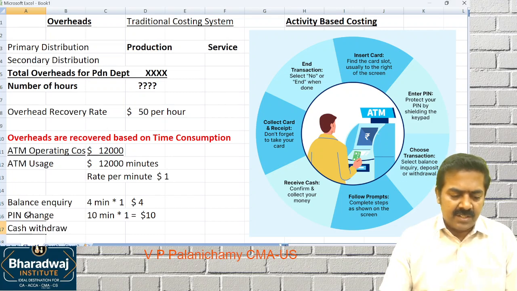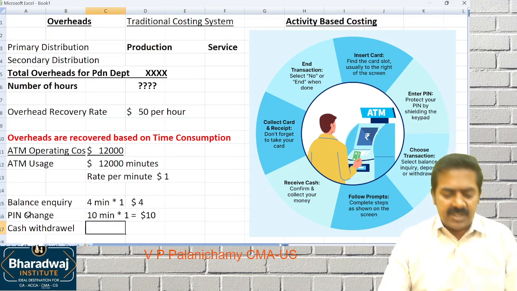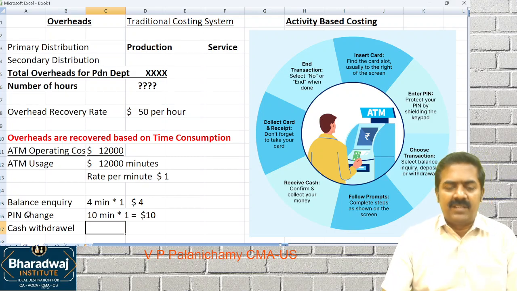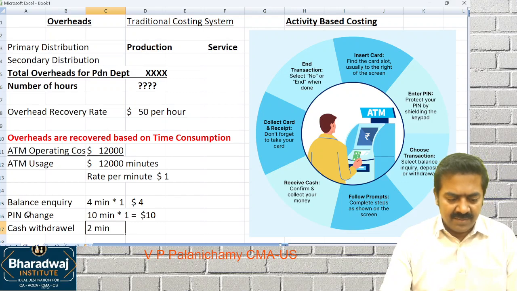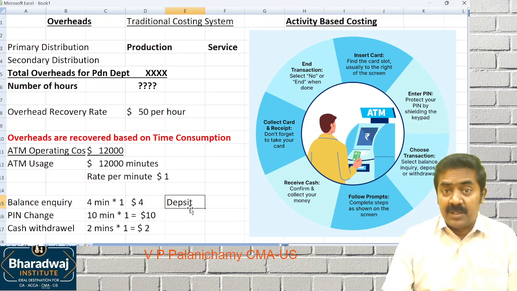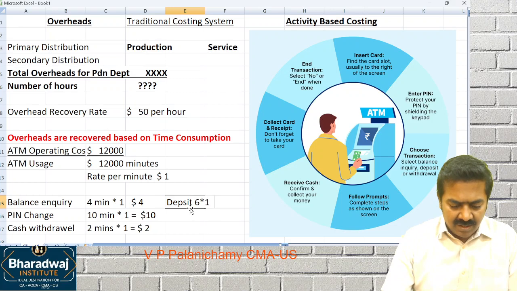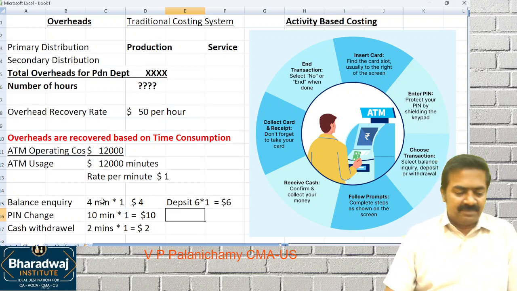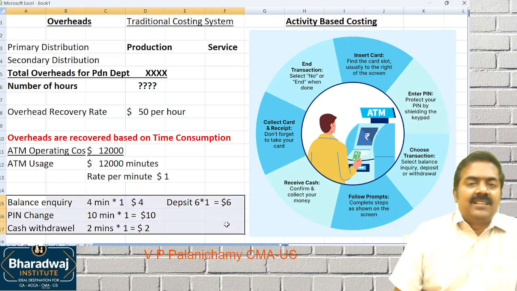A person goes for cash withdrawal. For example, he pressed the button like quick cash. Quick cash means just insert the card, put the PIN, quick cash, immediately cash will be delivered. He has taken 2 minutes of time. Okay, if you go by traditional method, you will be charging only $2. A person went for cash deposit. Money comes into the bank. Okay, he spent about 6 minutes. You will be charging $1 per minute to the customer, which means $6 to the customer. Is it correct? Is it appropriate?